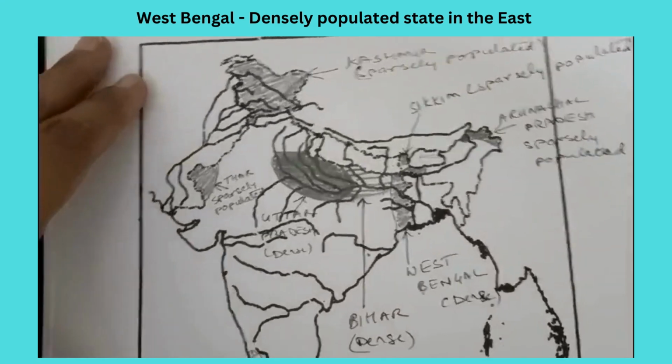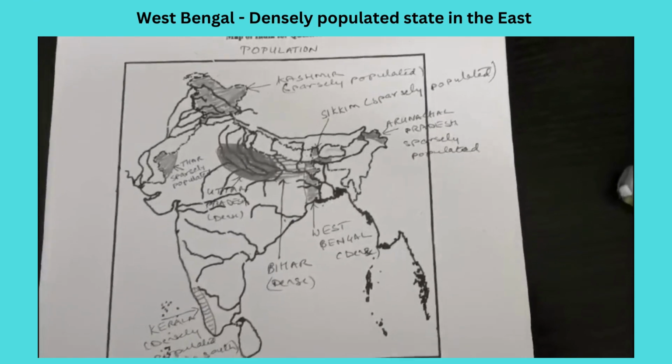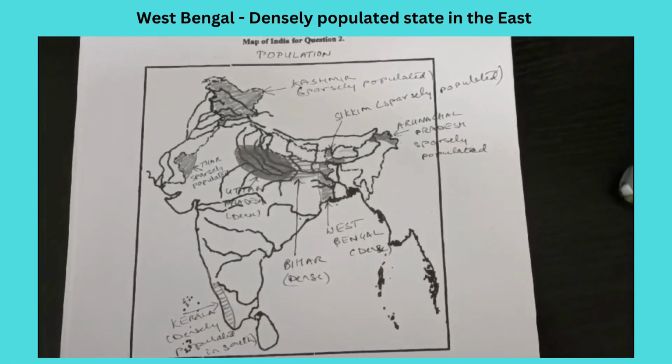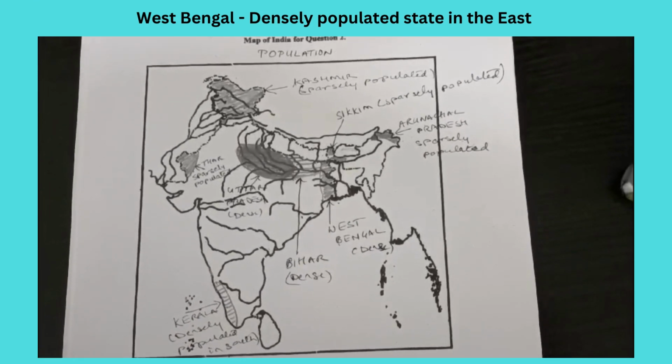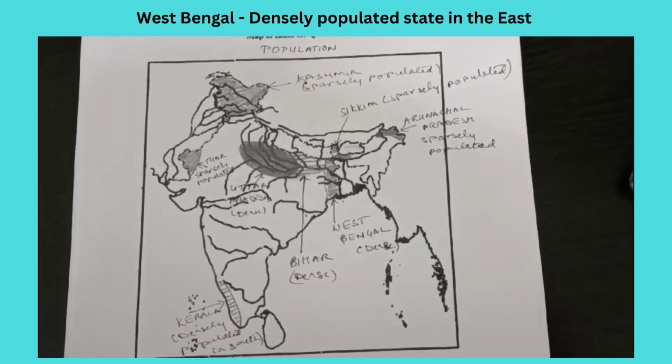So let us take an overall look at the map of the population, different states and regions that are marked, which are sparsely populated and densely populated. Please keep practicing, children. Happy learning.